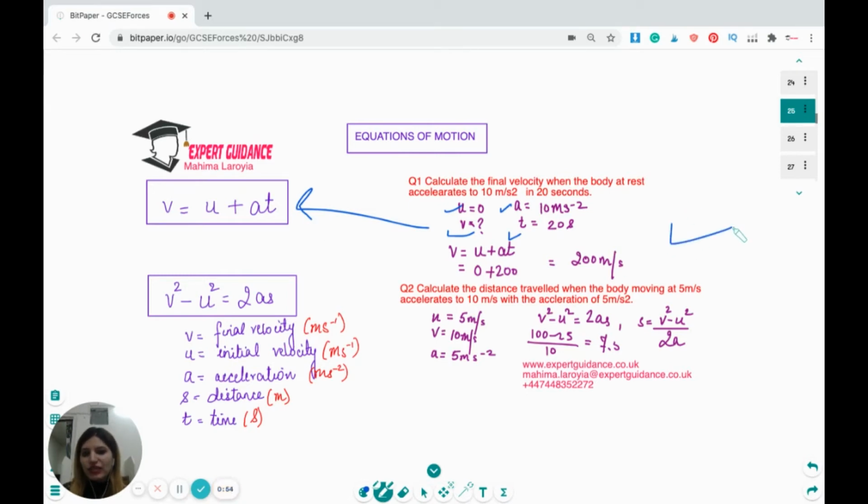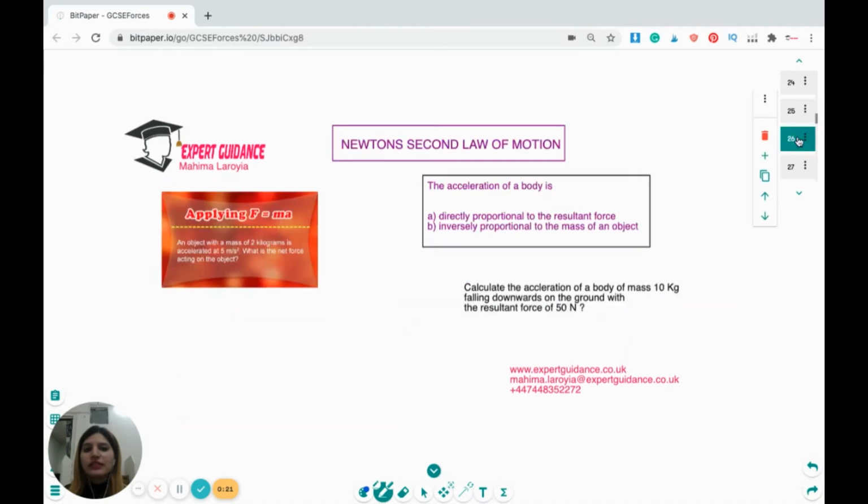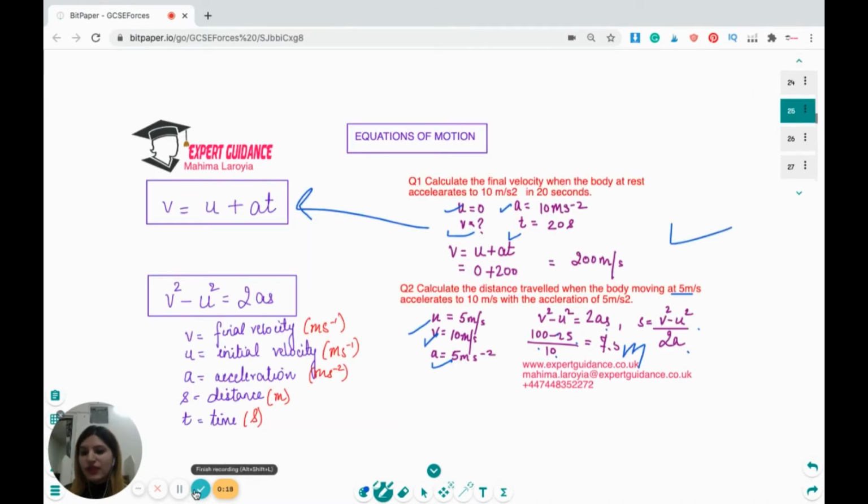For the second question, they have given you u, that is the body starts from 5 meters per second. The final velocity is 10, acceleration is 5 meters per second squared, and you have to calculate the distance. So we can use the equation v squared minus u squared equals 2as. If you rearrange this, distance is v squared minus u squared over 2a. So that is 100 minus 25 over 10, which gives us a distance of 7.5 meters. So in the exam, they can give you different values and ask you to work out the unknown. So make sure you remember both of these equations of motion. This is very, very important.